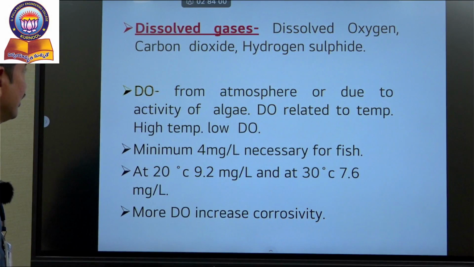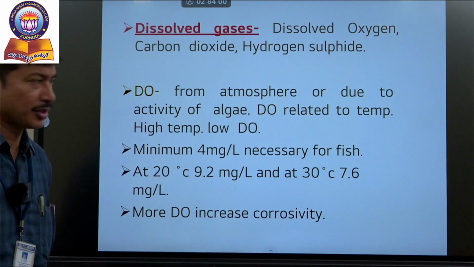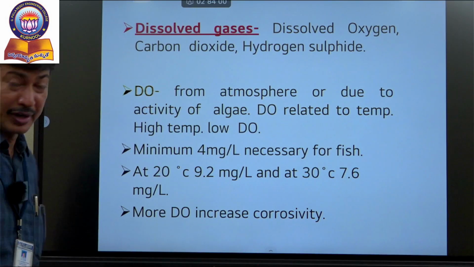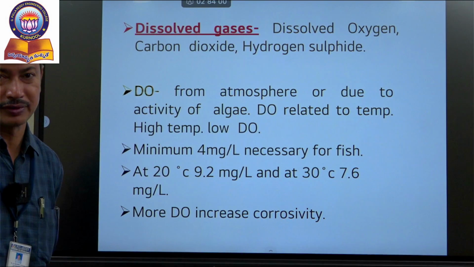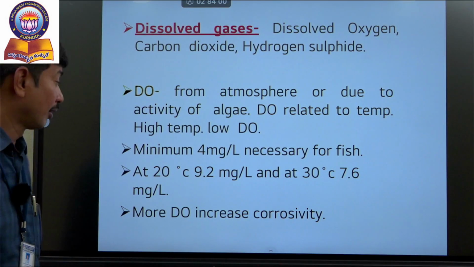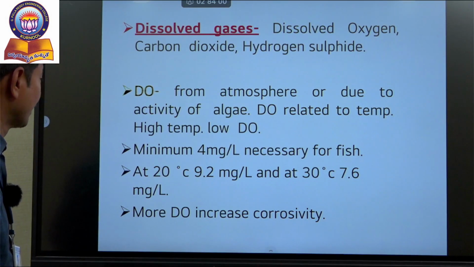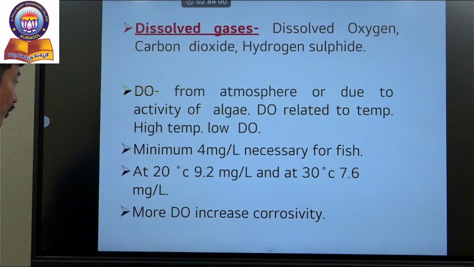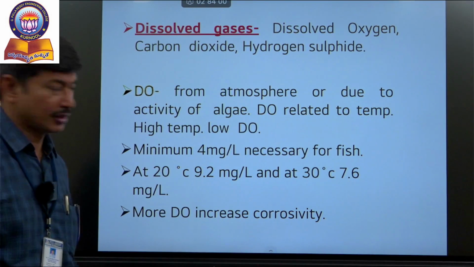Dissolved gases are special, such as carbon dioxide and hydrogen sulfide. Dissolved oxygen, DO, is very important for surviving aquatic life. That value should be 4 mg per liter. If less than 4 mg per liter, aquatic life cannot survive. DO content at 0 degrees Celsius is 14.4, at 10 degrees 11.33, at 20 degrees 9.2 mg per liter, and at 30 degrees 7.6 mg per liter for pure water. More DO increases corrosivity. That is another problem.